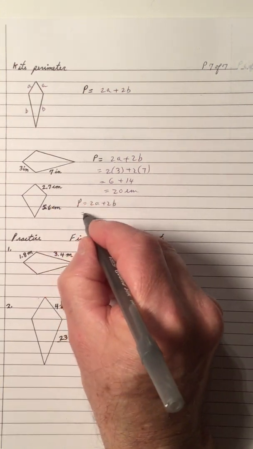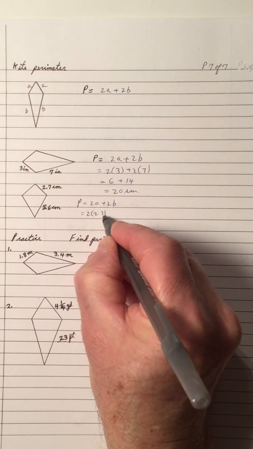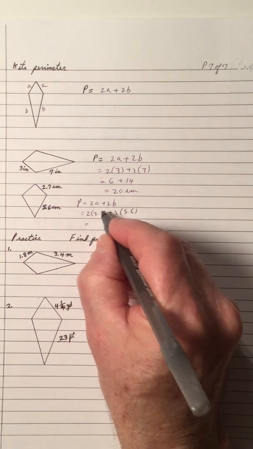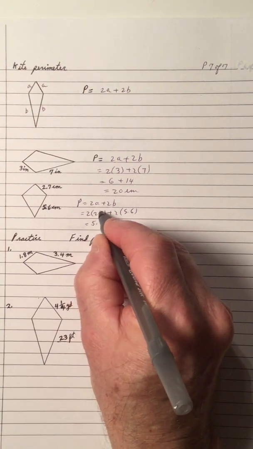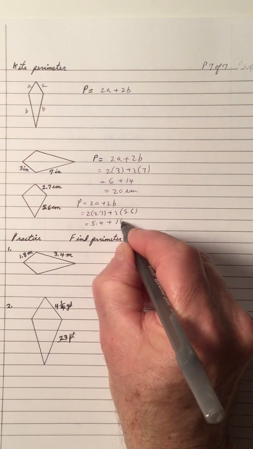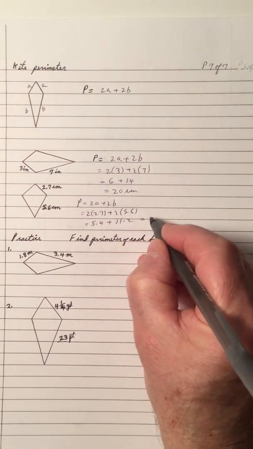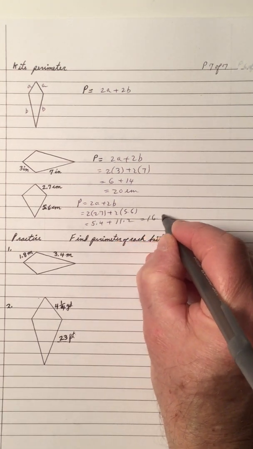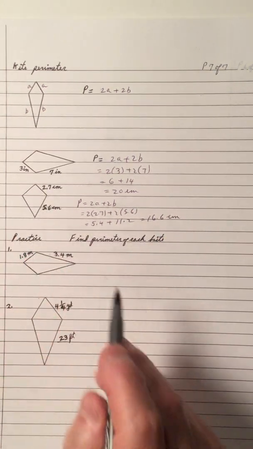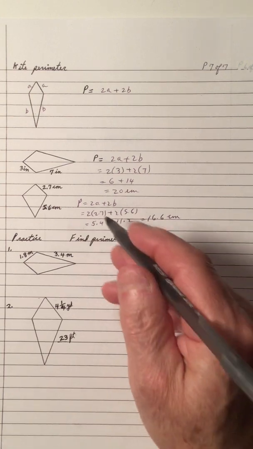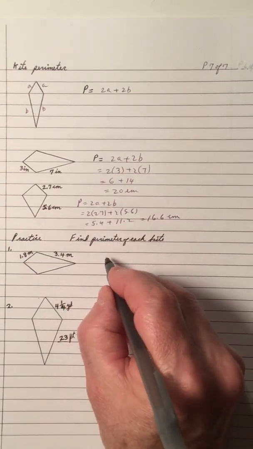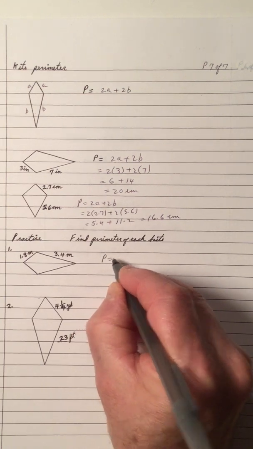And this one is P equals 2A plus 2B. And again, they're all in centimeters, so it's 2.7 and 5.6. So that's 5.4, and that's 11.2. And when we add them up, we get 16.6 centimeters for the perimeter of this kite. Practice means pause the video and work the 2 of these out. When you get them done, press play.